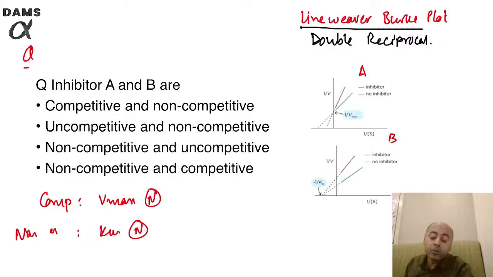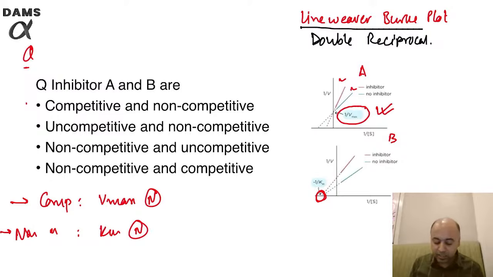Meaning when you're talking about competitive inhibition, the intercept on the y-axis should remain the same. So if you have two graphs crossing at the same point on the y-axis, this means the Vmax is the same, and you're looking at competitive inhibition. Whereas if Km is normal, then the point on the x-axis will be the same. If you see two graphs where the common point is on the x-axis, then you're looking at non-competitive inhibition. So in this case, inhibitor A is competitive and B is non-competitive.